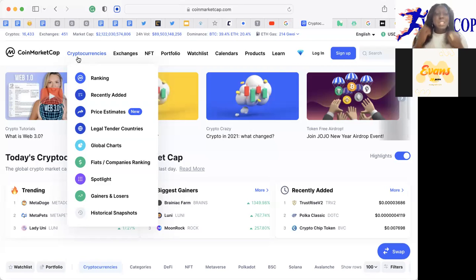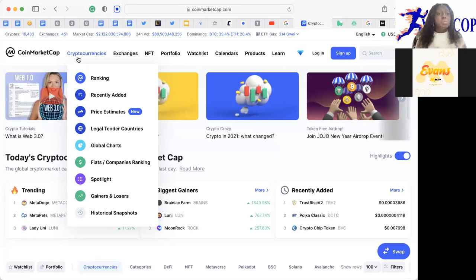Market capitalization is the total value of the entire crypto market. That is, if you add the value of each of these 16,403 cryptos together, it will give you 2,122,000,000,000 and the rest. And today alone, 9 billion has been traded. And right now, Bitcoin dominance has really dropped to 39.4%, and Ethereum dominance is at 20.4%. And the rest is shared among the altcoins.